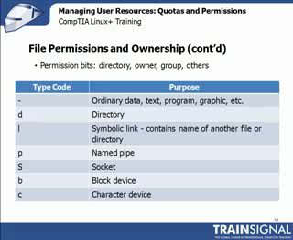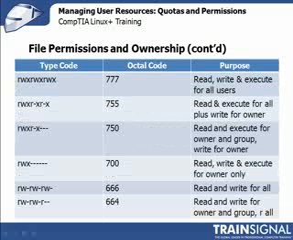Now let's take a look at some of the more common permission type codes. This table outlines some of the most common permission type codes along with their octal equivalents. Definitely information you should plan on committing to memory. So the first has read, write, and execute for owner, group, and world. The octal code is 777, and again that grants all permissions, read, write, and execute for all users.